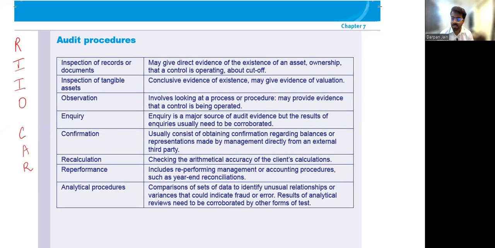Here also observation is there. You're basically going and looking at a process or procedure. Correct? And it may provide evidence that whether an internal control is operating or not. Correct? That's observation. You're going and observing something. So IIO is done. Next, C. C is confirmation.